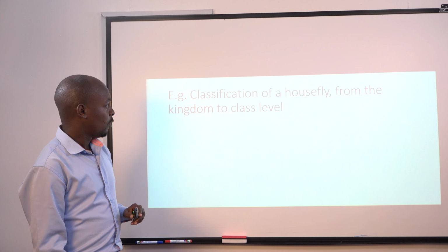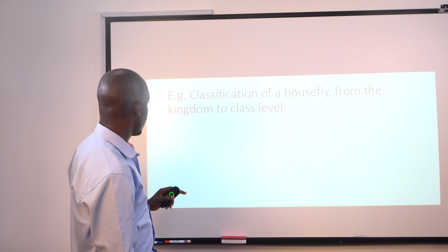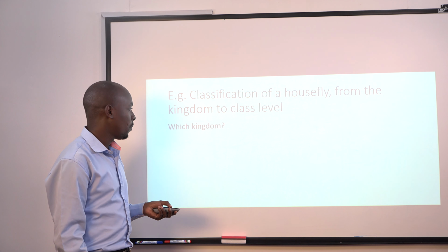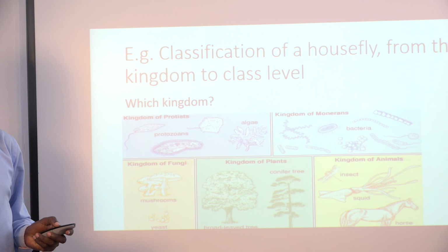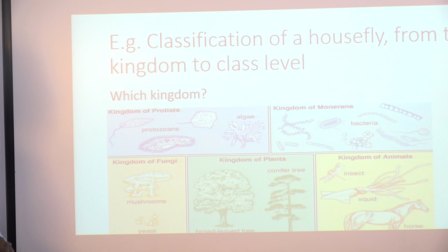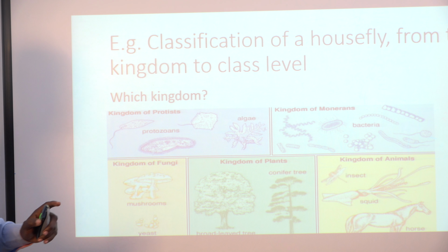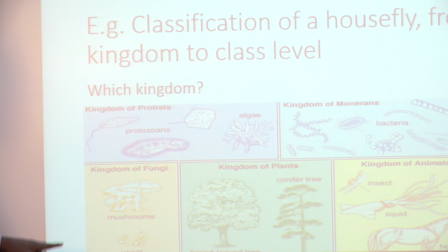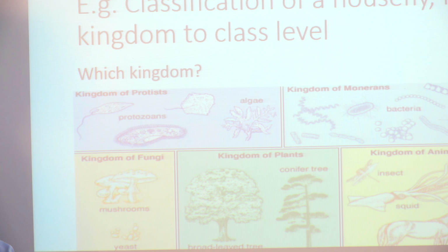I have an example here of classifying a housefly, from the kingdom to class level. But now look, can we put a housefly in kingdom Protista? These are microorganisms made up of single cells. They are single-celled organisms. Can we put a housefly in kingdom Protista? No. Can we put a housefly in kingdom Fungi? No. In a group of mushrooms? No.